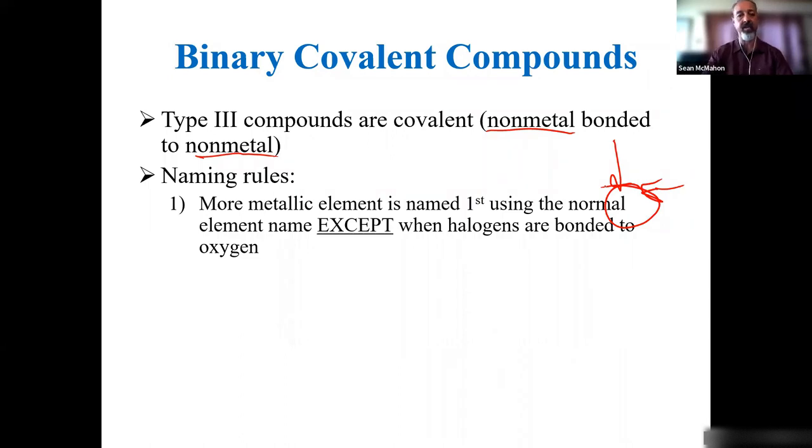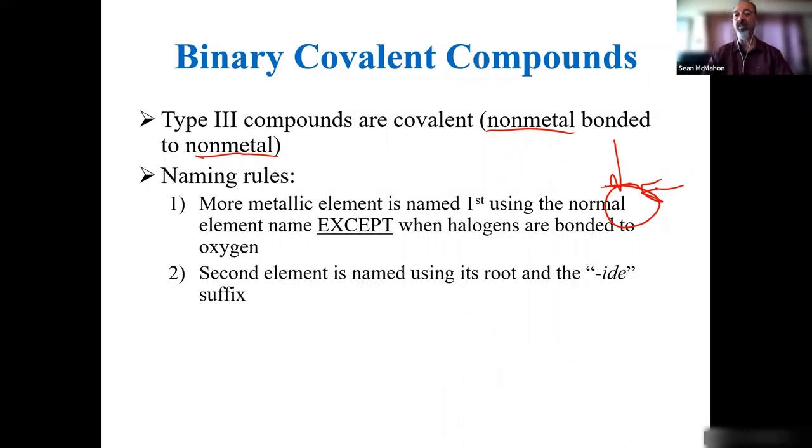It's not perfect. Okay. The second element, this is also confusing, also has an "-ide" suffix, even though this is not ionic. So in both ionic and covalent, the first element, you write the full name. The second element, you cut off the end and put an "-ide." The second element is always a non-metal. In covalent, the first is a non-metal, but in ionic, it's a metal. Okay.